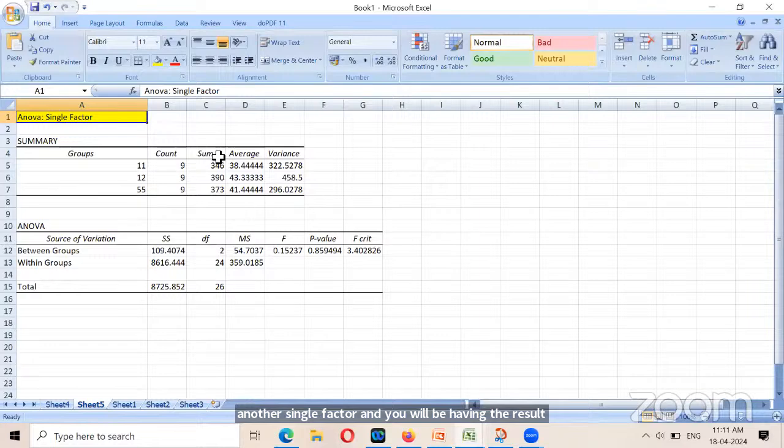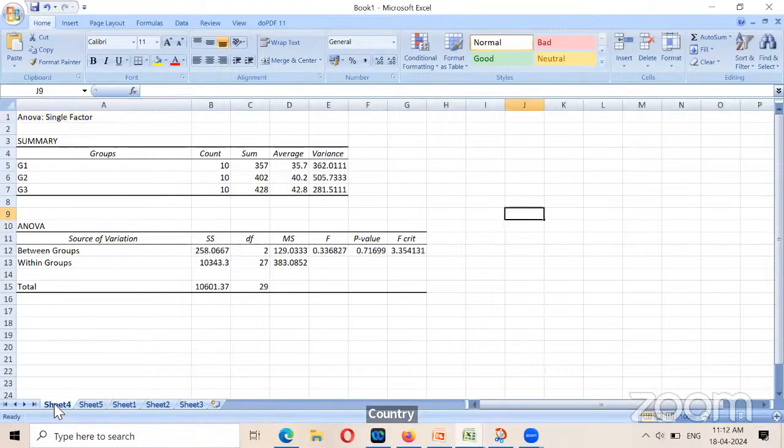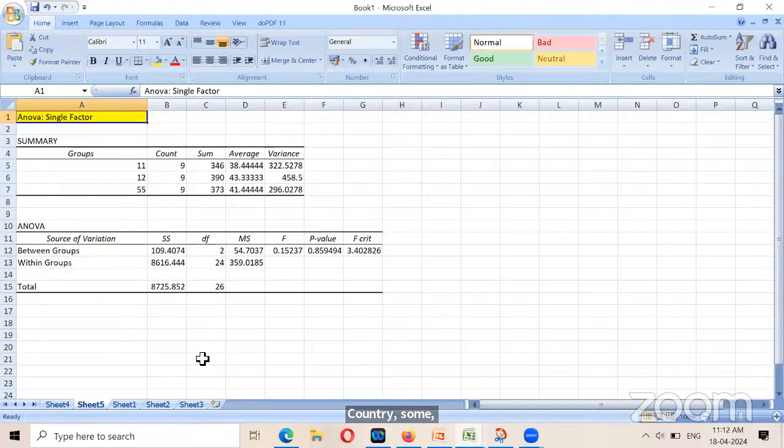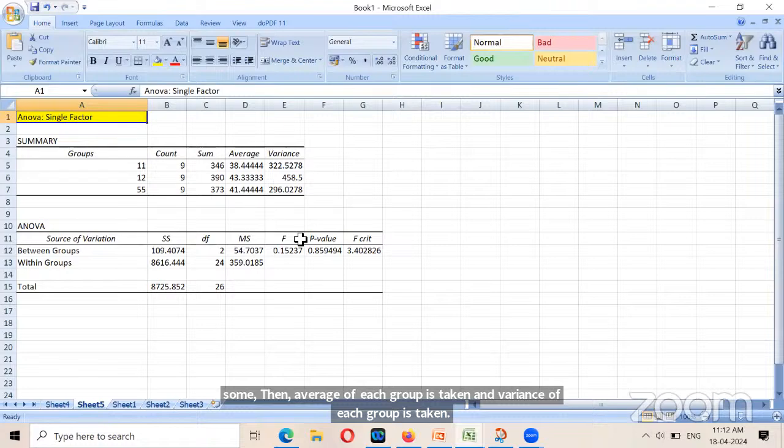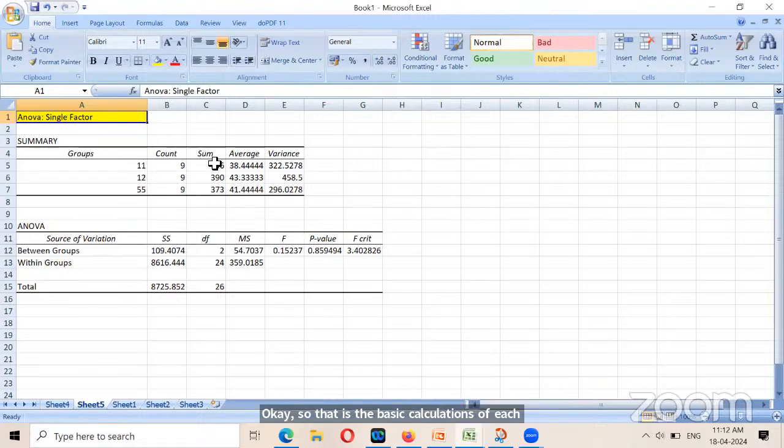So in the result, you can see there are two tables. The first table is very important. It gives you the central tendency and variance also. Group 1, 2, 3: the count in each group, and the sum of each group. Sum means, suppose you have this group, the number of data items in each group, and their sum is taken. Then the average of each group and the variance of each group are taken. So those are the basic calculations of each group.